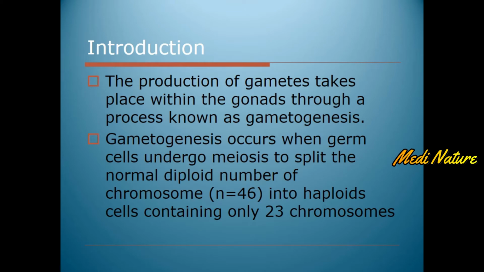The production of gametes takes place within the gonads through a process known as gametogenesis. Gametes are the reproductive cells. The female reproductive cells are called egg or ovum, and the male reproductive cell is called the sperm. Gonads are the organs where these cells form, and this process is known as gametogenesis. As it is a production process, we call it genesis. So the genesis of the gametes is called gametogenesis.